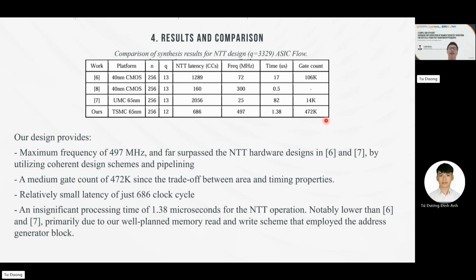When we compare the gate count, our design's gate count is bigger than work 7 and 6, but when we refer to our very high performance, we think that this is a reasonable trade-off between the area and timing properties. So as a conclusion, our design significantly outperforms the prior implementations in terms of speed and resource efficiency, making it a promising candidate for high-speed security hardware implementation.